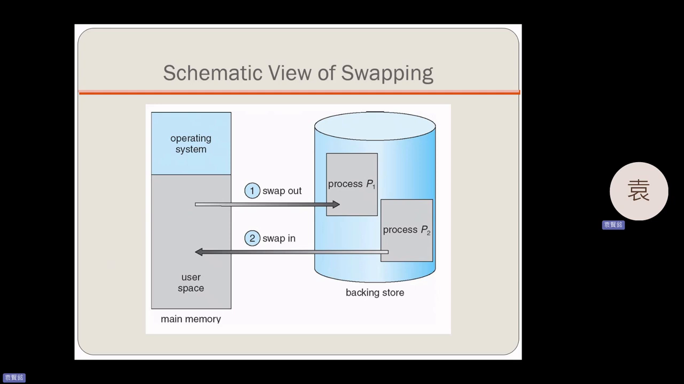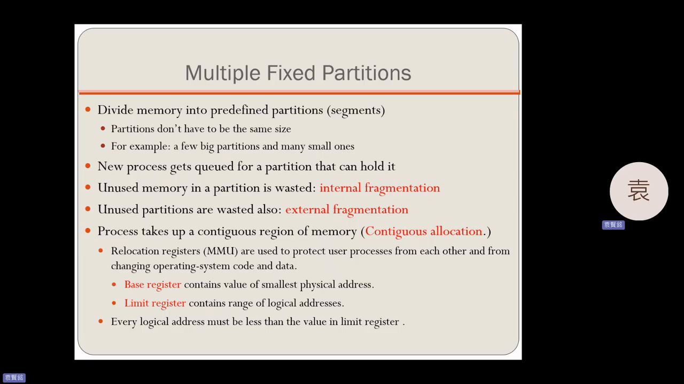So the user space part of the memory needs to be separated to store more than one process. A possible way is to partition this user part of the memory into multiple fixed-size partitions. We divide memory into predefined partitions, sometimes called segments. These partitions do not need to be the same size, because some processes may have huge memory requirements and some processes may be small in size.